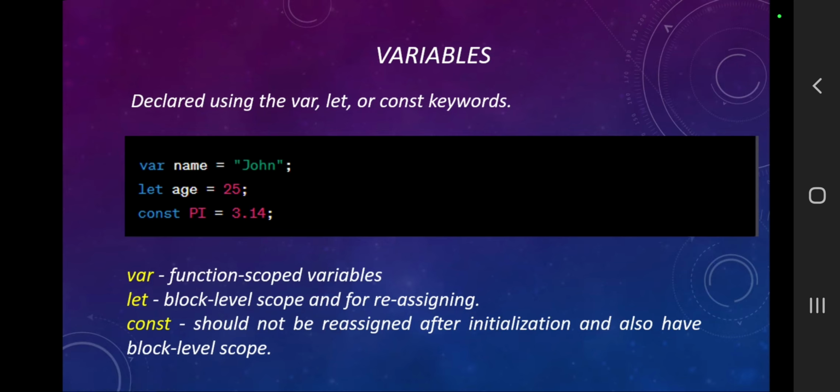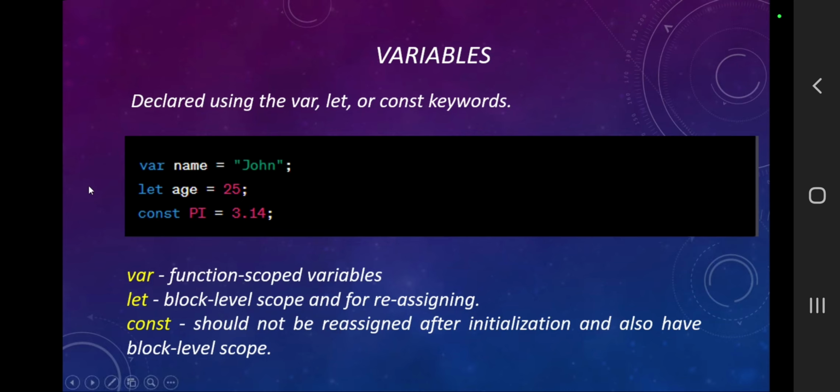Okay. It will be assigned in one place and used within the function. And let is block level scope and for reassigning. So inside a block, if I create one variable and if I reuse the variable or reassign the value, then I can use let for the variable. Const means constant variable. The variable value should not be changed and it is used throughout the program. That is called const.